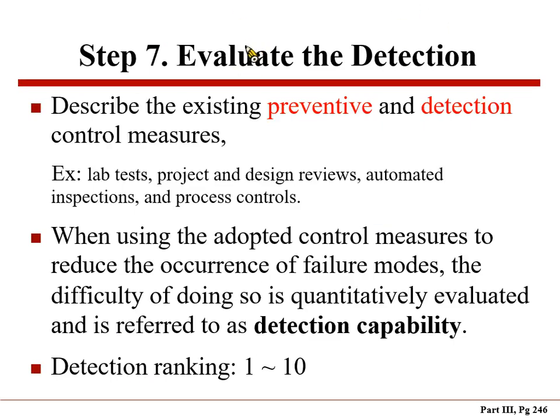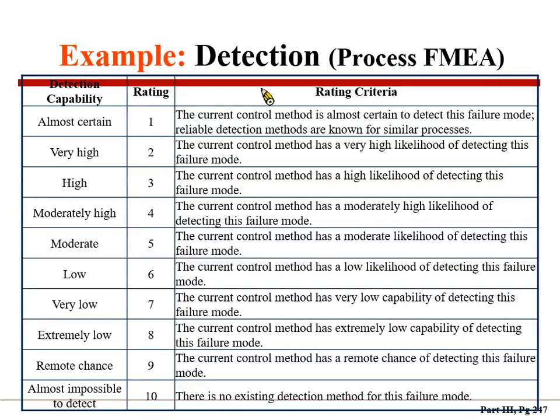In step 6, we evaluate the detection. Okay. We have to describe the current control or detection measures. Okay, like lab test, design review, or inspection or process control. Actually, if it is almost impossible to detect, the score will be 10. If it can almost certainly be detected, the score should be 1.